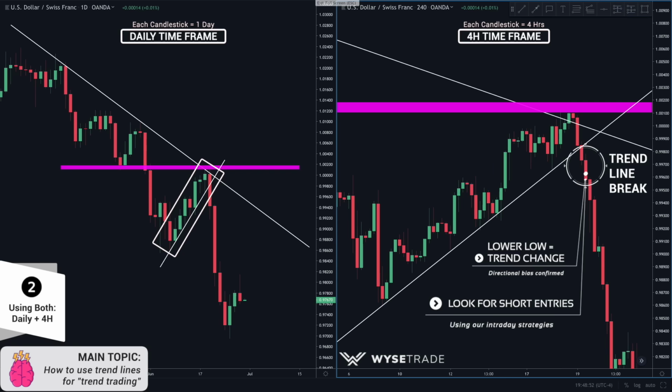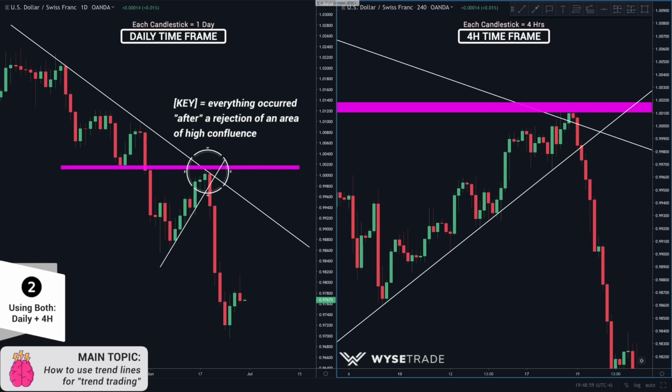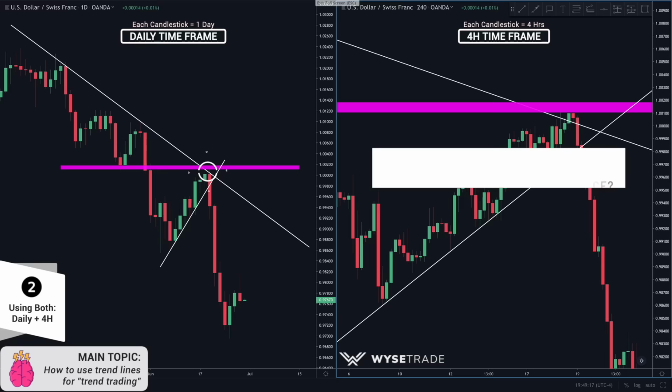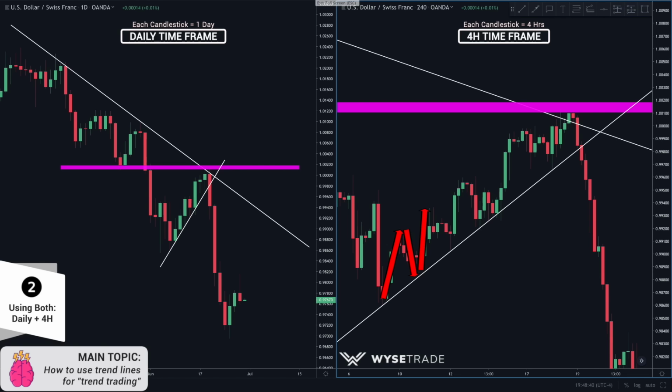So the key here is that this all occurred after the rejection and bounce from an area of high confluence, or else you would have just had a trend line break, and that would be meaningless. Now, why is it important to use the 4-hour time frame to look for a trend change after the rejection of your access point? Because without the trend change or trend line break, price could have easily done this instead and kept making higher highs and higher lows, kept respecting the immediate short-term uptrend, and broken right through the long-term trend line. So let's take this concept a step further.